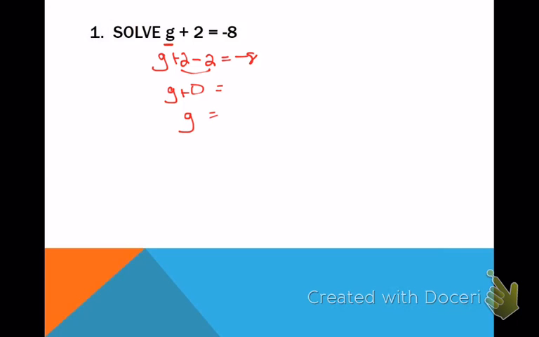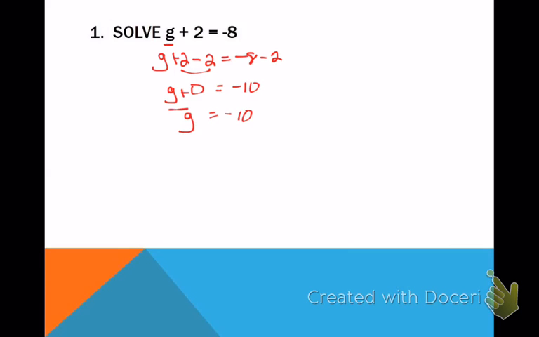Now, because an equation is a scale, we always want to keep it balanced. Whatever I do to one side, I have to do the exact same thing to the other side to keep it balanced. So if I'm going to subtract 2 on the left-hand side, I've got to subtract 2 on the right-hand side. And negative 8 minus 2 is negative 10.